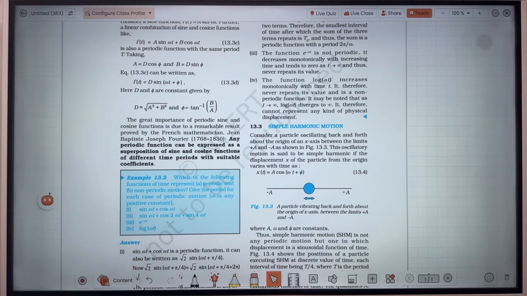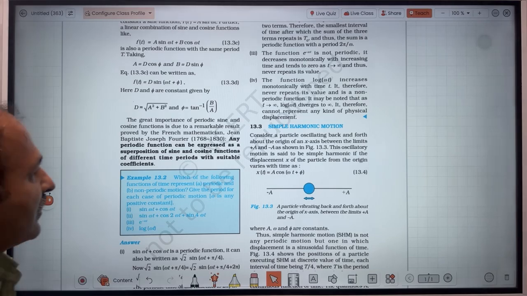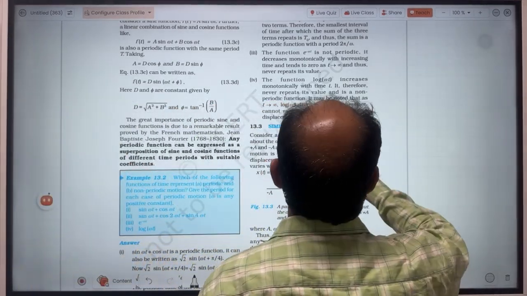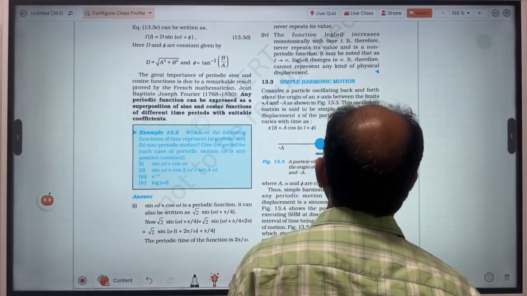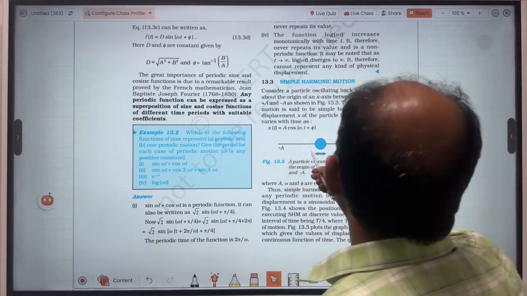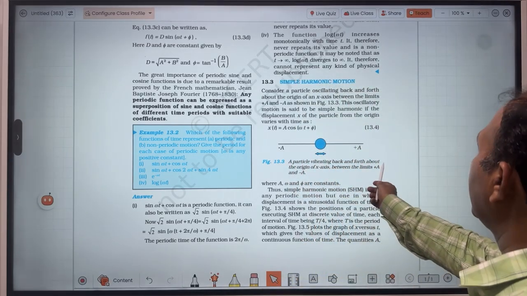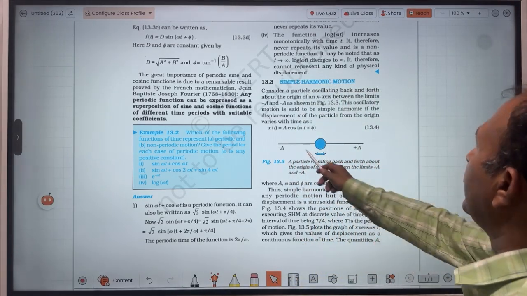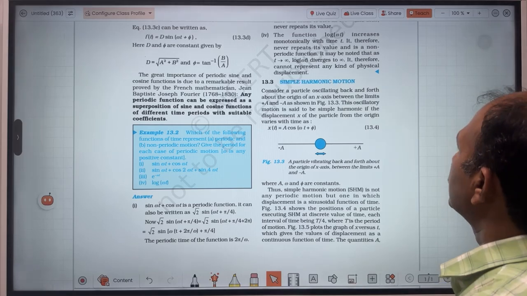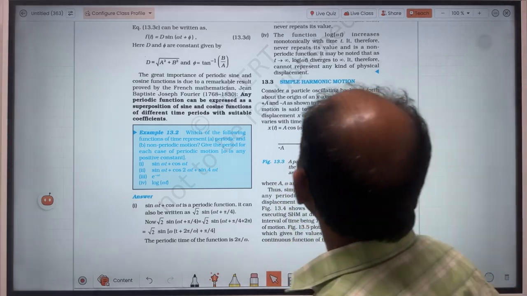Then e power minus omega t can never be periodic. Similarly, log omega t can never be periodic, right? Then we see what is simple harmonic motion. Here this particle is vibrating to and fro between limits minus a and plus a, so this will be simple harmonic.